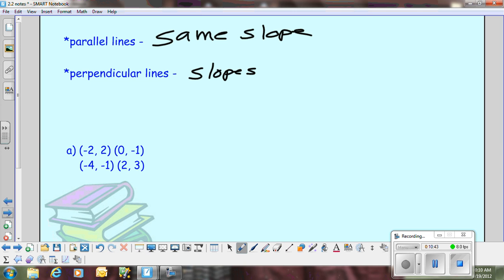Slopes are opposite reciprocals. I'm going to run out of room.